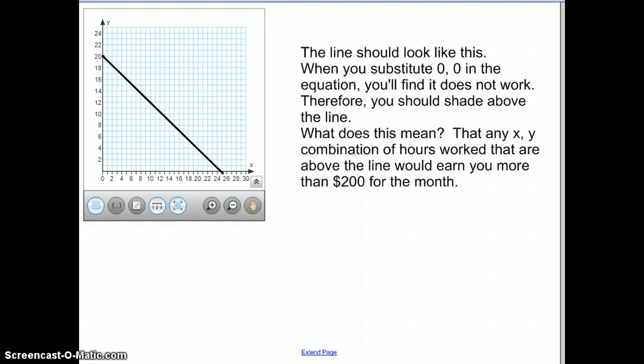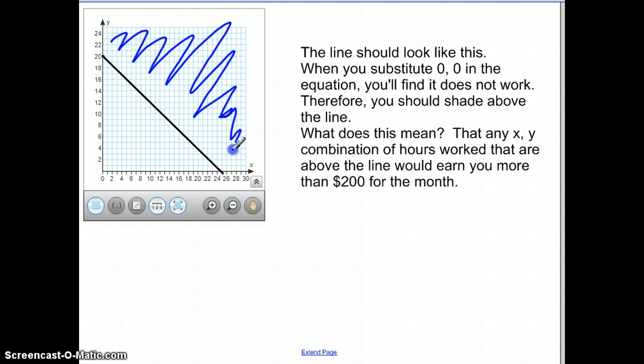The line you draw should end up looking like this. It's going to have a negative slope. It starts at 20 and drops all the way until it crosses at 25 on the x-axis. When you substitute 0, 0 in the equation, you find it does not work. So you should be shading above the line. So any point up here would work in combination, any one at all, including the points that are on the line. So that's a solid line there.